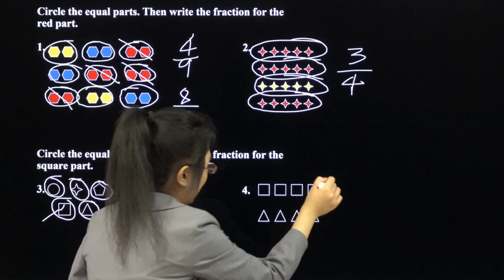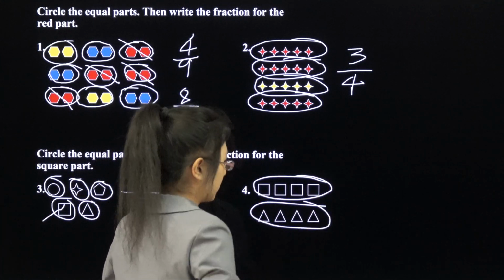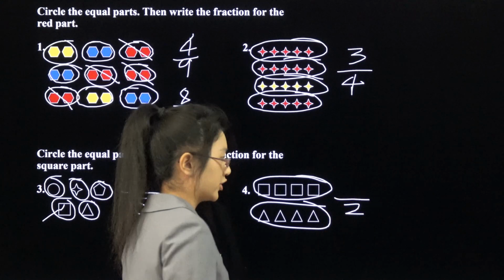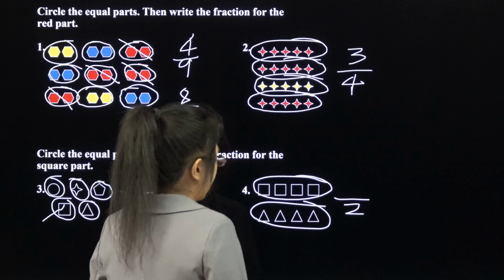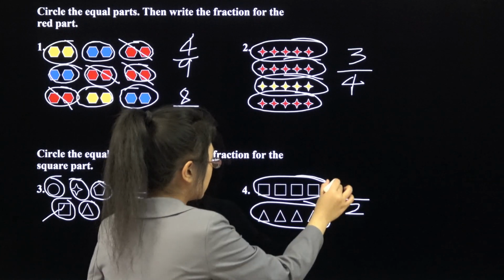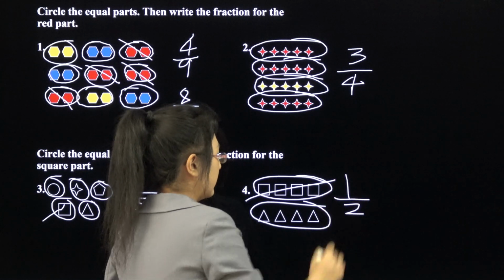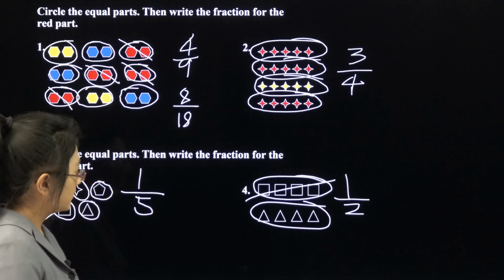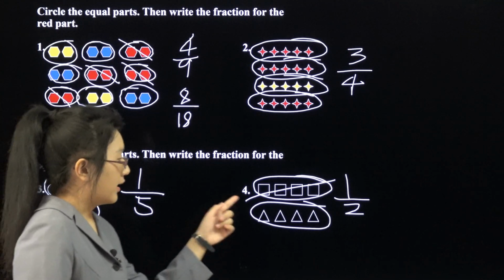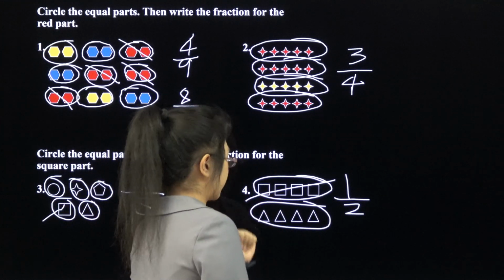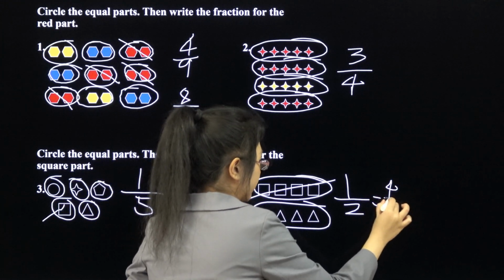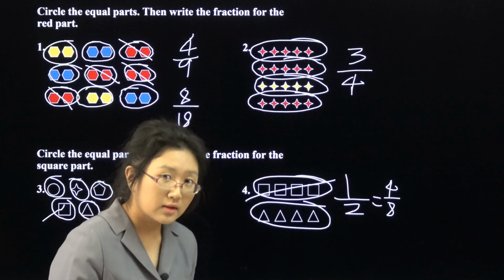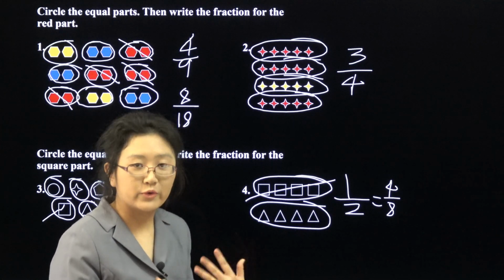Here, however, it seems that we have 2 parts. That means that the denominator is going to be 2 because there's 2 total parts. And one of the 2 parts is made up of squares. So the fraction for the square part is 1 over 2. It is also, if you count each of the shapes individually, 4 over 8. Again, equivalent fractions, you will learn more about this after you've learned your times tables.